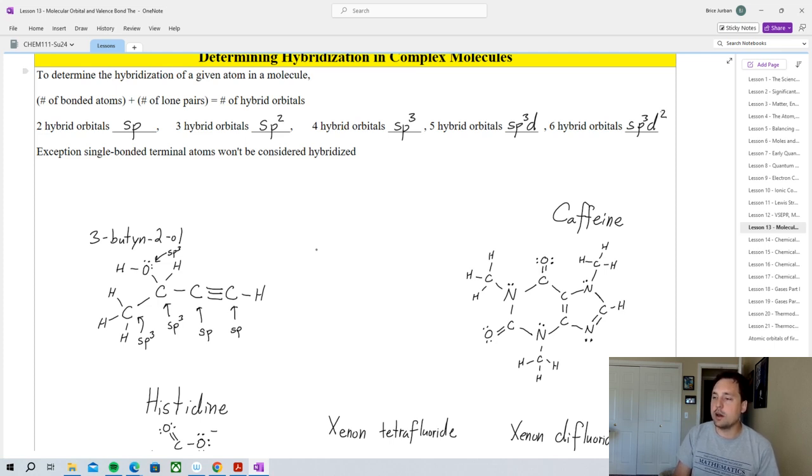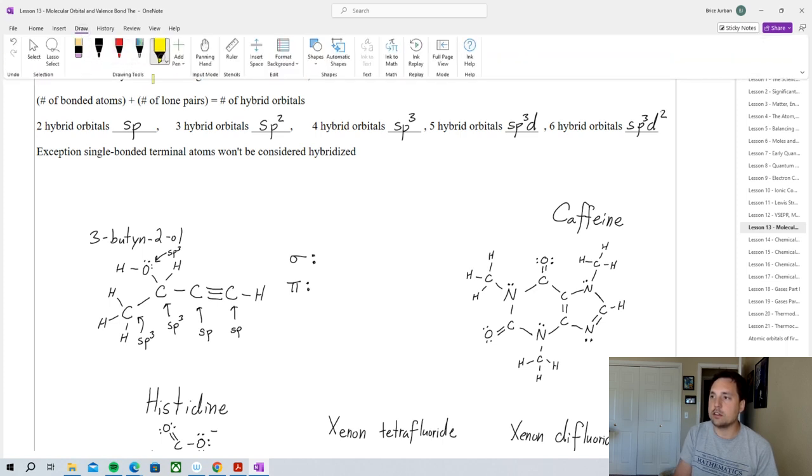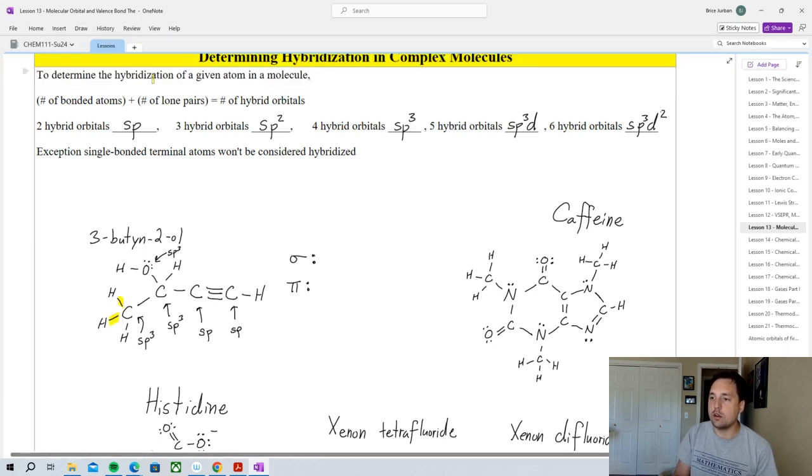I also want to know about how many sigma and how many pi bonds there are in each of these molecules. So we'll start by looking at the number of sigma bonds. That's going to be literally every bond. Every bond has at least a sigma bond. So the 3 hydrogens on the bottom left, let me draw this in yellow. So 1, 2, 3 sigma bonds.